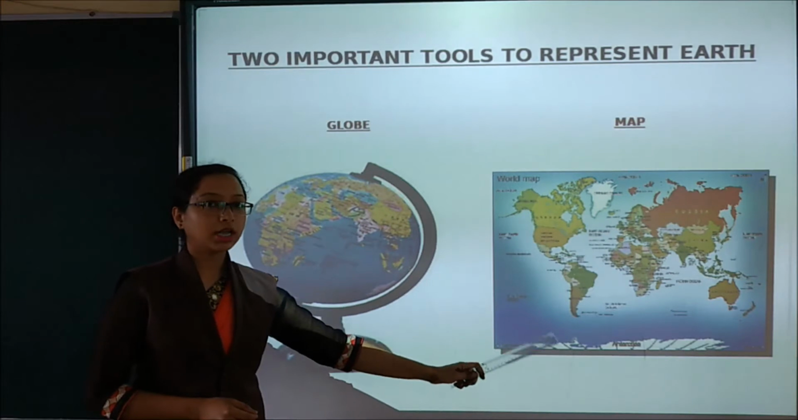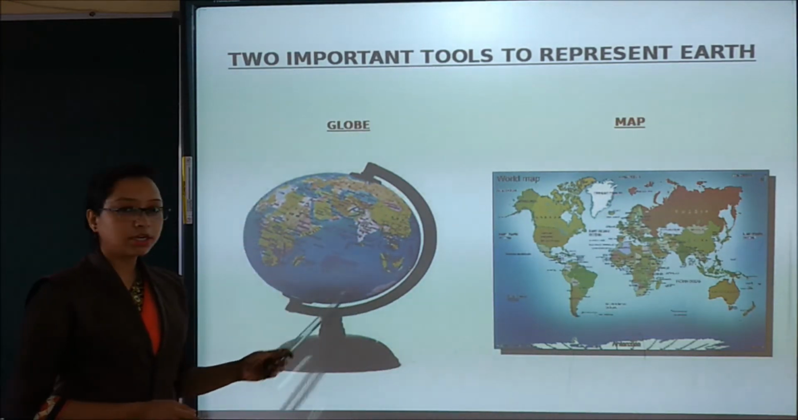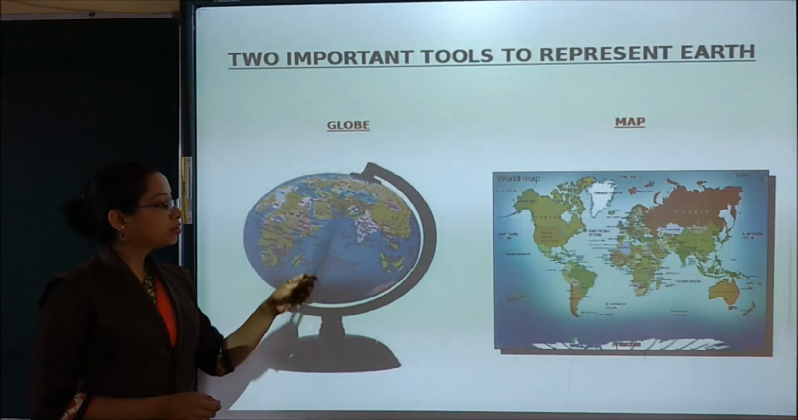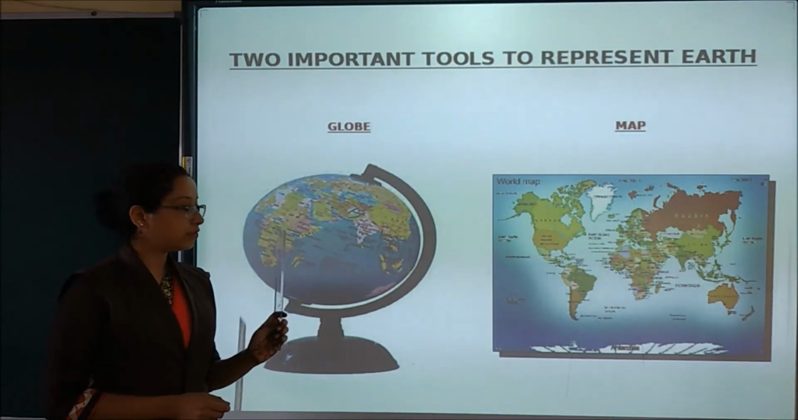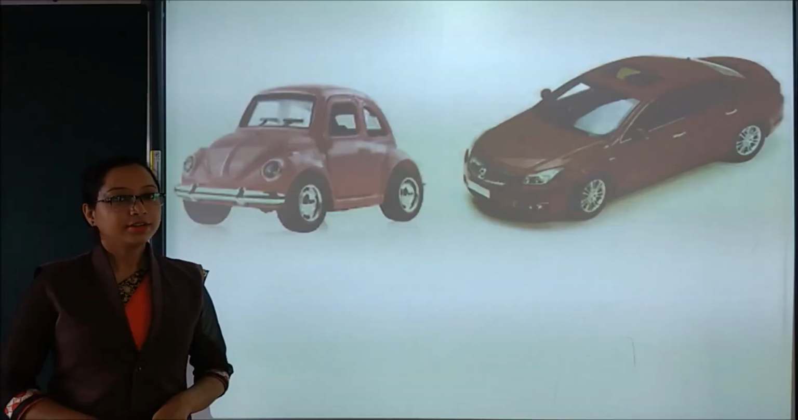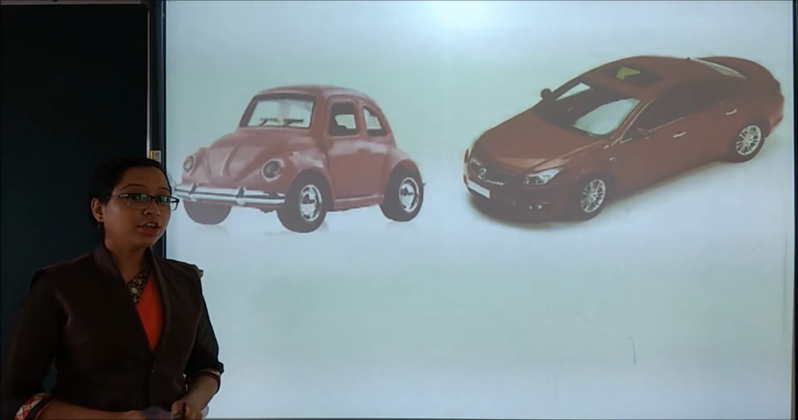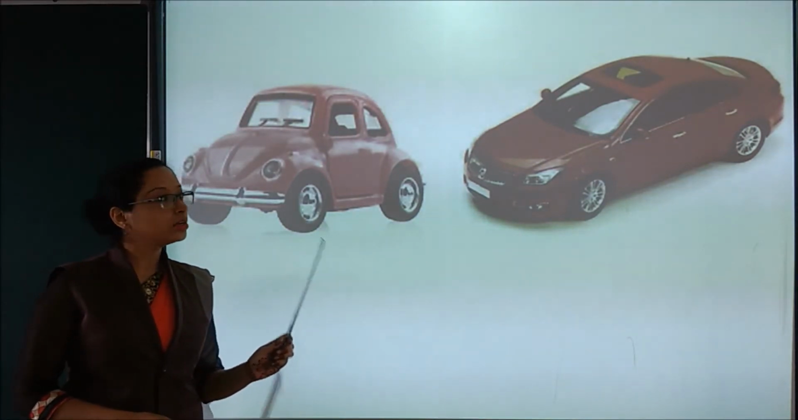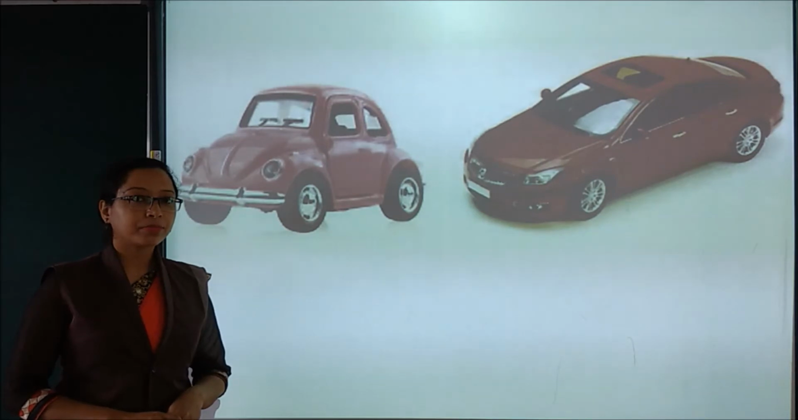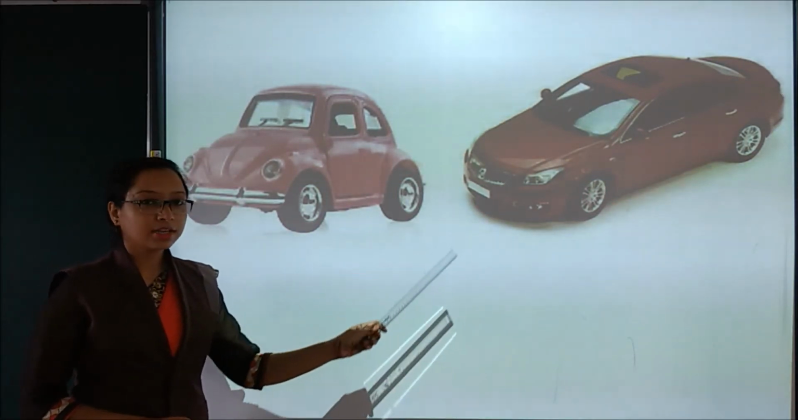Map we will study in the next chapter, chapter number 2, and now we will study about the globe. So here you can see the globe. Now this we will study in this chapter. Now look at this picture, children. Now tell me whether these cars are the original cars or toy cars. Yes, these are toy cars.